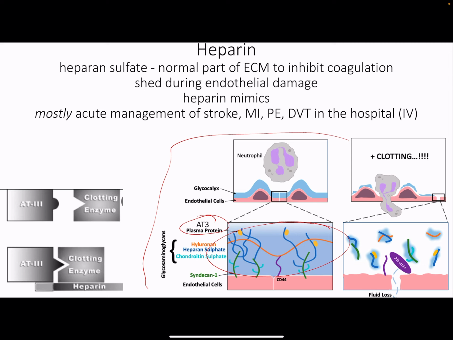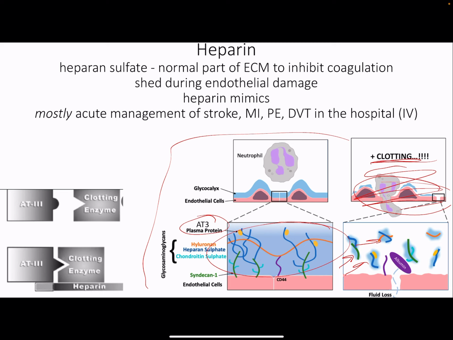But suddenly I screw up and I damage all of my endothelial cells. And what do you know? I lose a lot of my heparan sulfate due to the damage. And so now antithrombin 3 is not activated, which means it can't inhibit clotting, which means clotting happens, which makes sense. I kind of want clotting if I just suddenly had a bunch of my endothelial cells damaged.